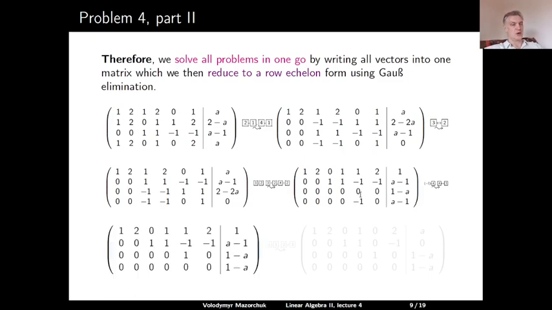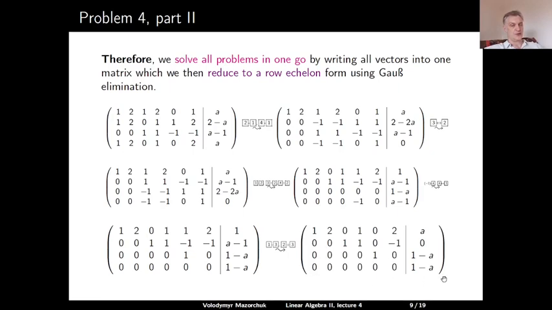So rows 1 and 2 remain the same. Row 3 moves to row 4, and the new row 3 becomes 0, 0, 0, 0, 1, 0, 1 minus a. And now we can use 1 in the fifth column, the third row, to kill everything else in the fifth column. So we subtract row 3 from row 1 and we add row 3 to row 2.